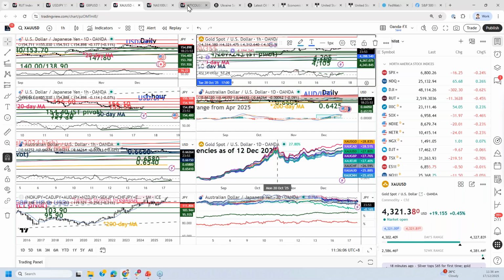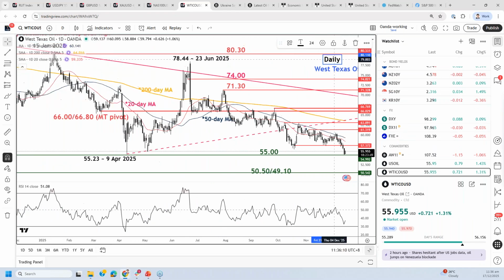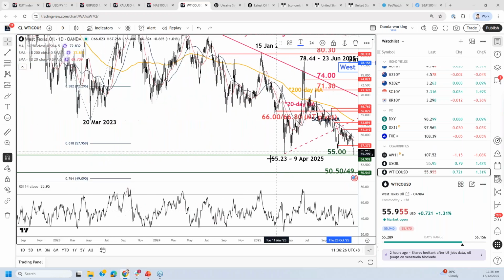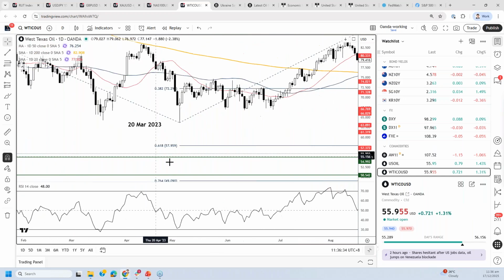So lastly will be the West Texas crude oil over here. This is the daily chart of the West Texas crude oil, where it's plummeted close to a 4-year low, almost retesting the 55.20 of 9th April, broke below the low of 9th April, which is 55.23, and hit a low of 54.99, which is almost the 55 figure level. This level was last seen during February 2021, so that is around a 4-year low.